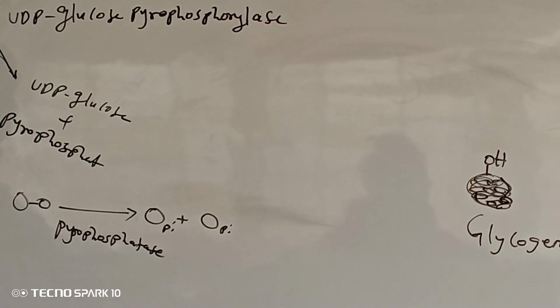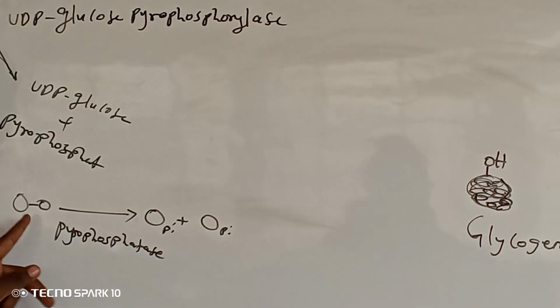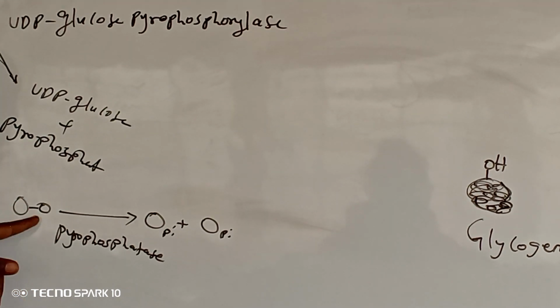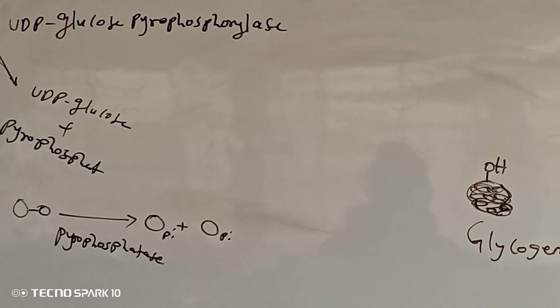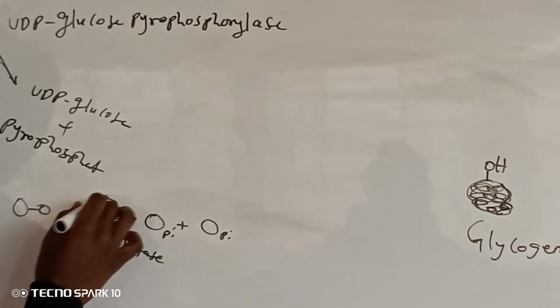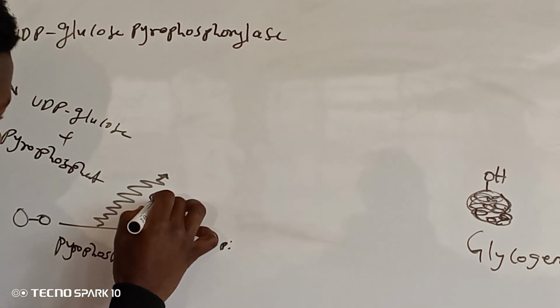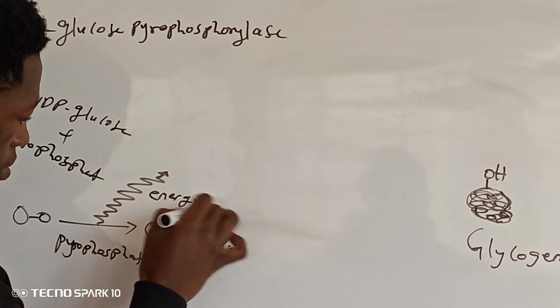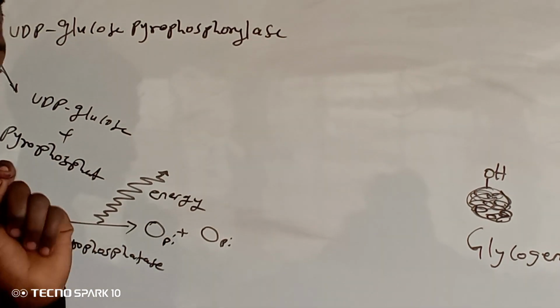Alright. Pyrophosphatase is going to break the bond between the phosphate groups to form individual inorganic phosphates. So in the process, there is going to be generation of some energy. So this is the energy. What is this energy going to do? This energy is going to be used in a process called autoglycosylation.